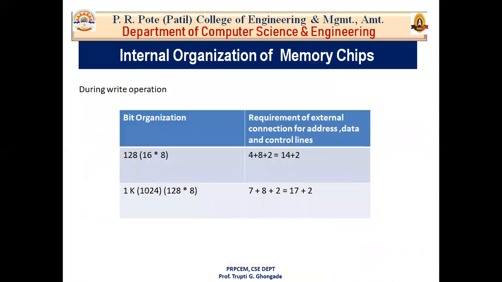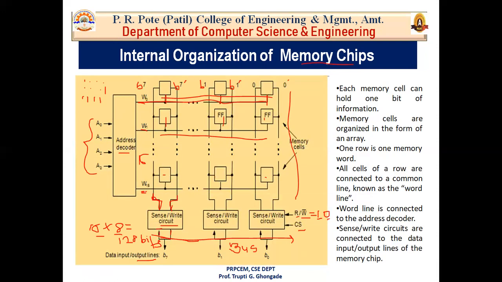Okay, so again, during a write operation, this sensor write circuit receives data from this data bus, and the data is stored in the cell of the selected word. Now we will see, given a bit organization, what is the number of connections for address, data and control lines required. Okay, so this is usually a question.